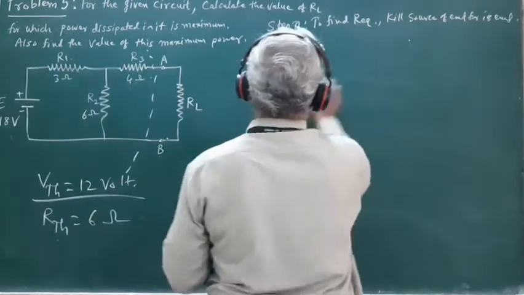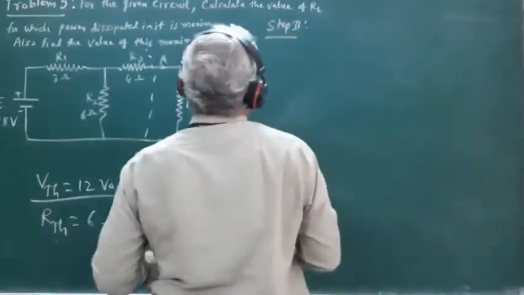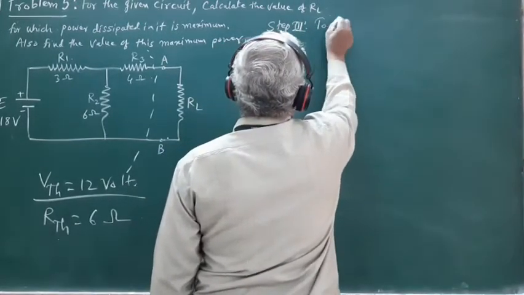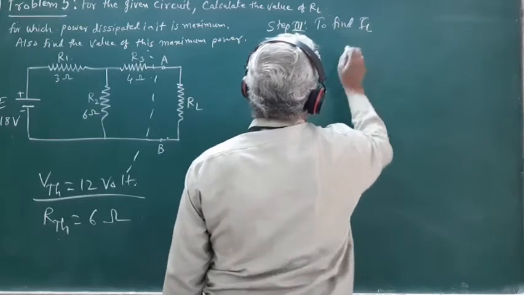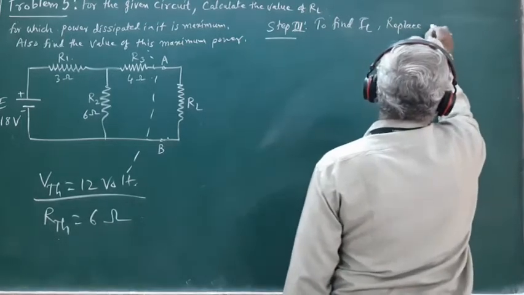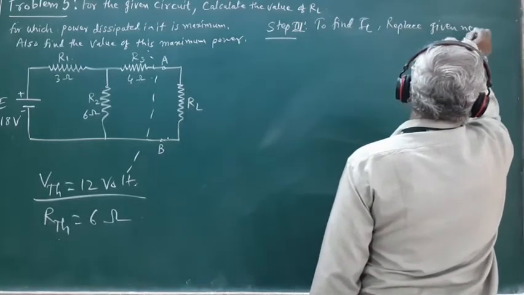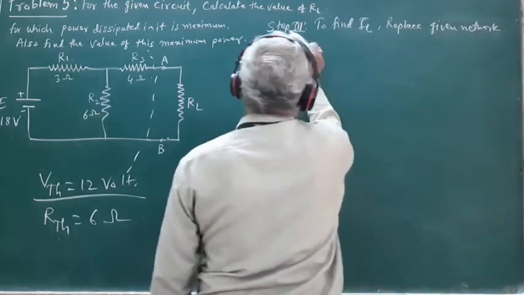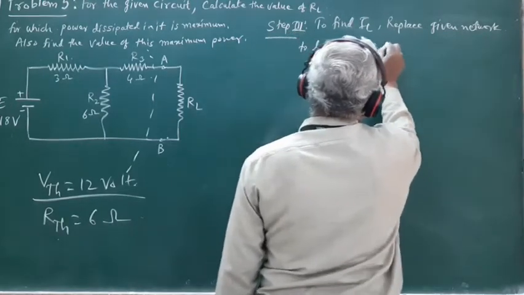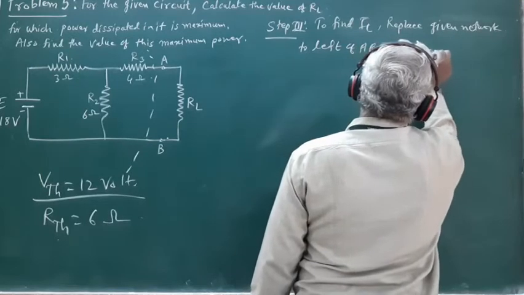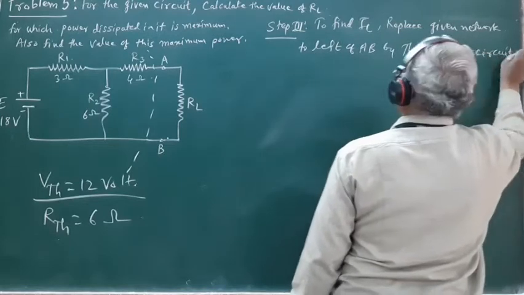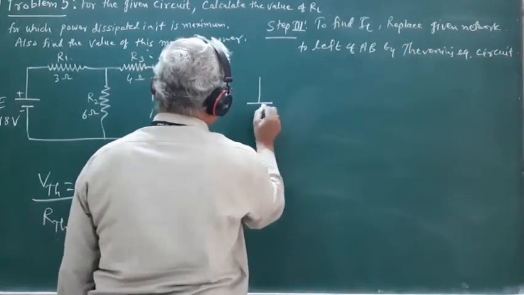So in step 3, what we need to do is to find the load current by replacing the given network to the left of A and B by its Thevenin equivalent. So we will get the network like this.